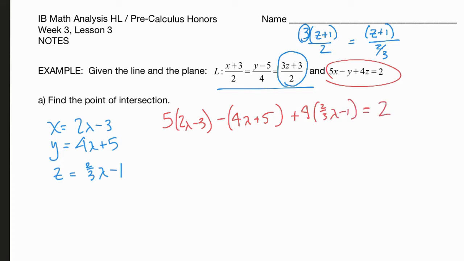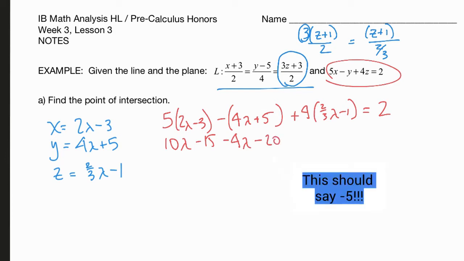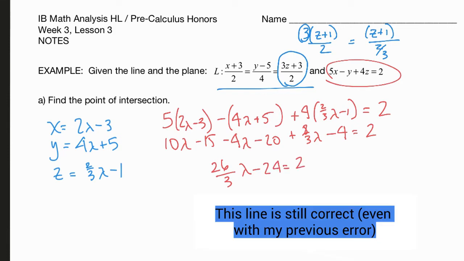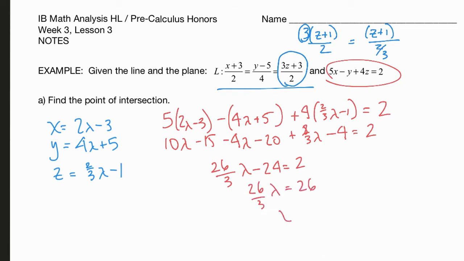Then I'm going to distribute: 10 lambda minus 15 minus 4 lambda minus 20 plus 8/3 lambda minus 4 equals 2. Cleaning that up, combining like terms, getting a common denominator, 26/3 lambda minus 24 should equal 2. Moving the 24, 26/3 lambda is going to equal 26. Simplifying, you get lambda equals 3. Now all that does is give you something to plug in. You plug it back over here, and for all 3 of these lambdas you get an ordered triple of 3, 17, 1.